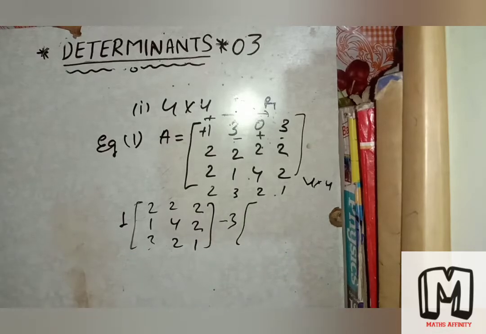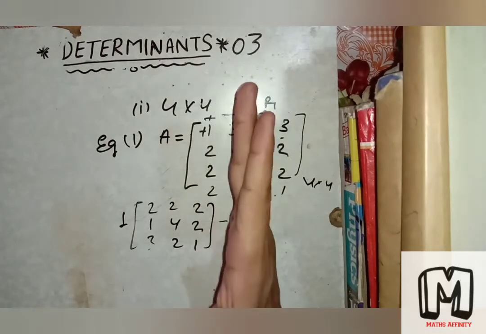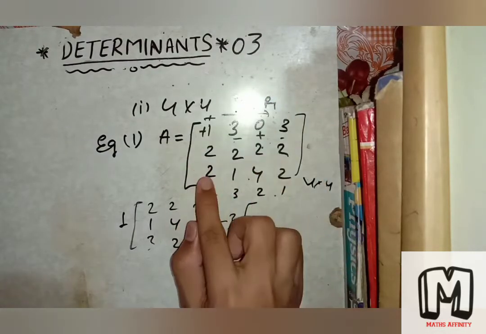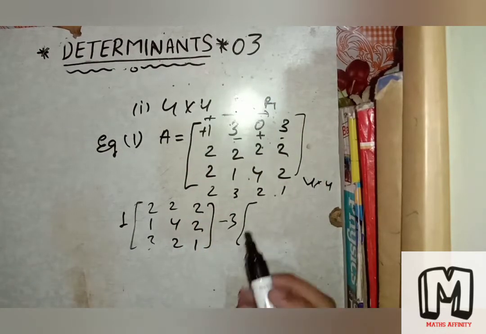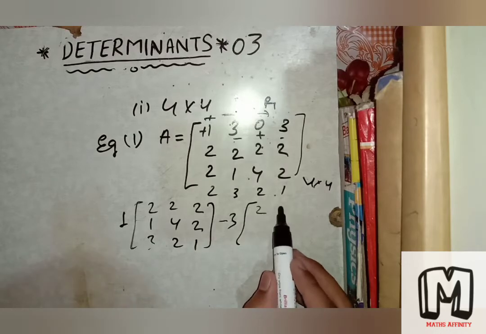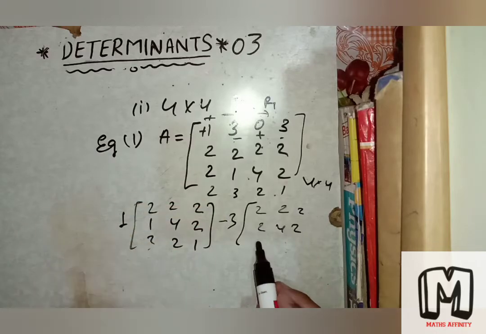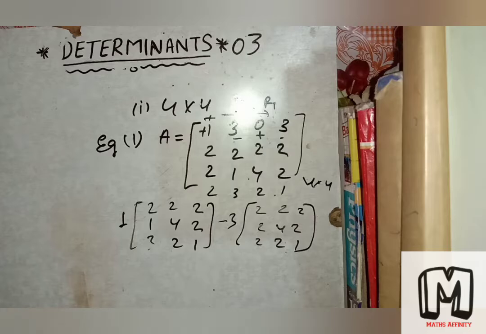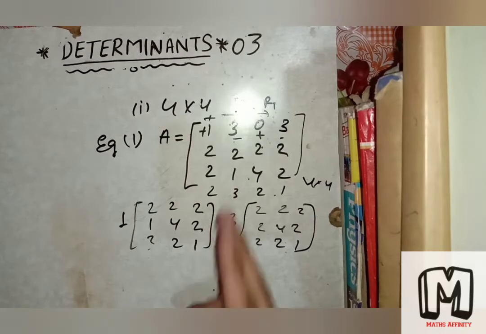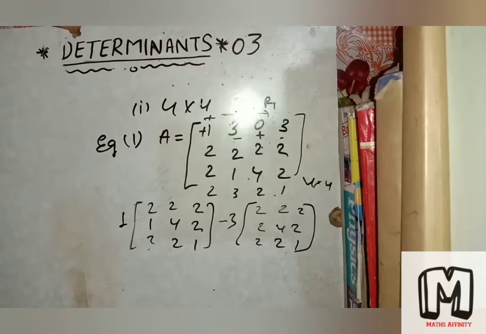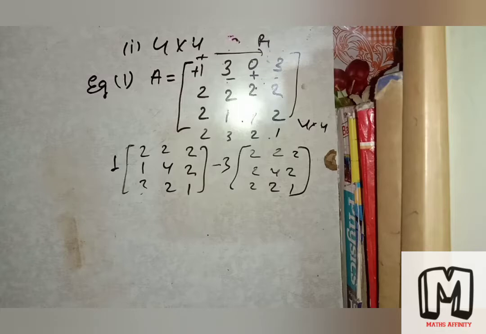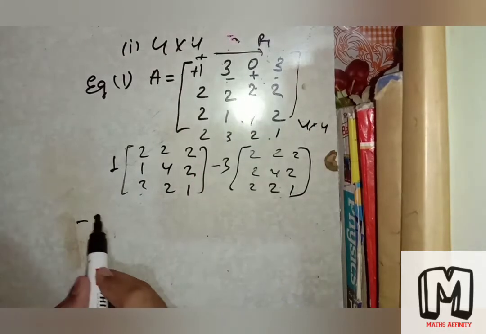Okay, we have to cancel this column and this row, and we have to write these elements: 2 2 2, 2 2 4, 2 2 1. Okay, no problem. Next, plus 0. So we will neglect 0, because if we multiply any number with 0 it always comes 0. Then we can neglect this.